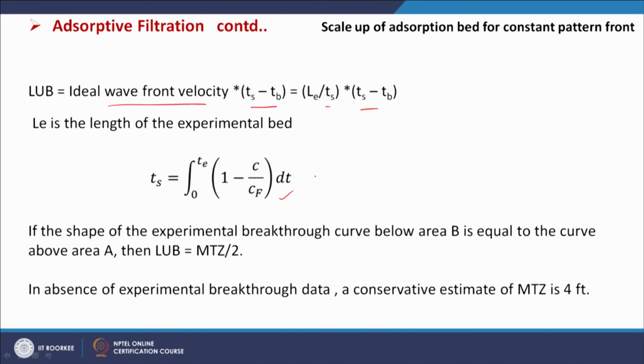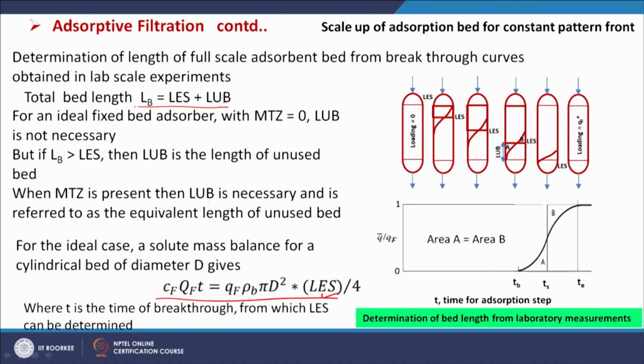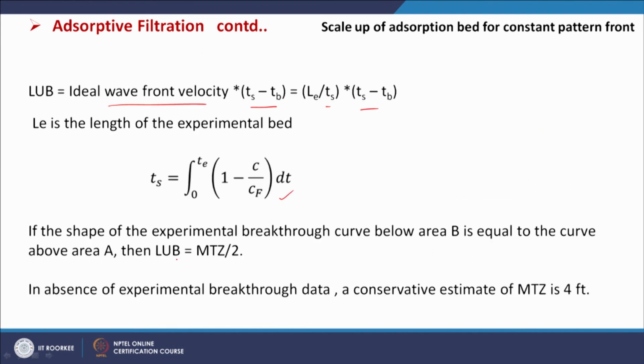So, total LB we can calculate, and if in the experimental breakthrough curve the area B below the curve is equal to the area A above the curve, like this A and B, in that case we can consider that LUB is equal to half of the MTZ, the mass transfer zone. In the absence of experimental breakthrough data, a conservative estimate of MTZ is 4 feet. So, LUB is 4 divided by 2, 2 feet. So, 2 feet LUB may be considered as the default value.